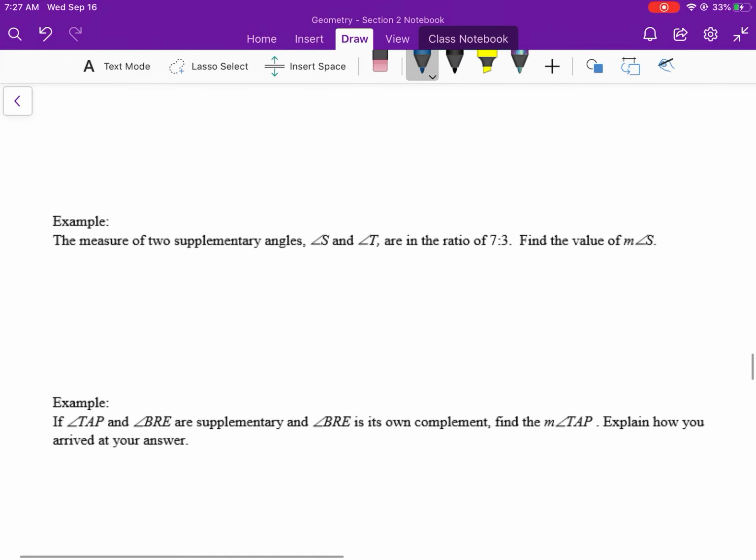I'm going to go down here. I just want to do these examples. I want to set up the equations. You should fill in the answers for yourselves. The measures of two supplementary angles, S and T, are in the ratio of 7 to 3.